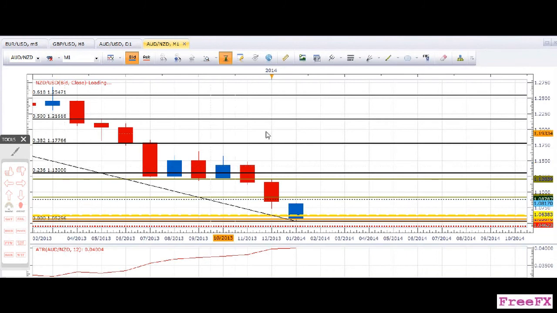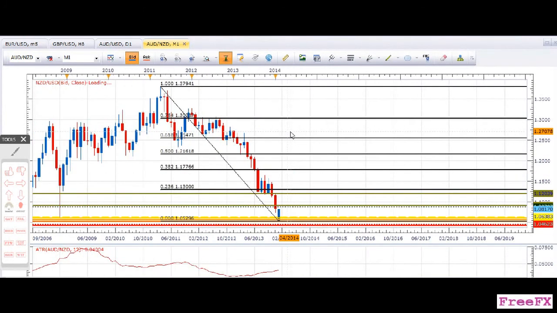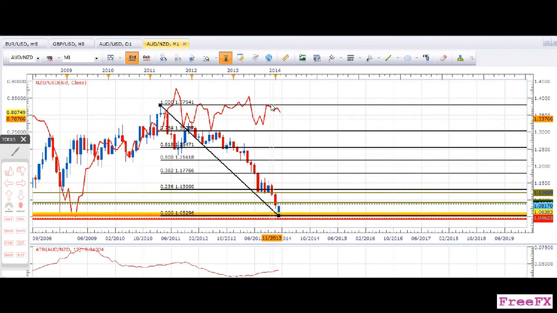Okay, let's make it smaller. Loading price, this is where we're at. Let's see what is happening on a wider scale. Okay, let's keep everything as it is.